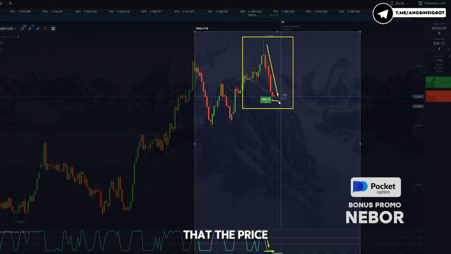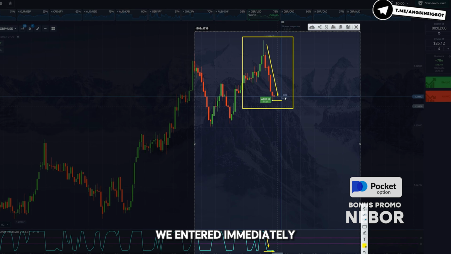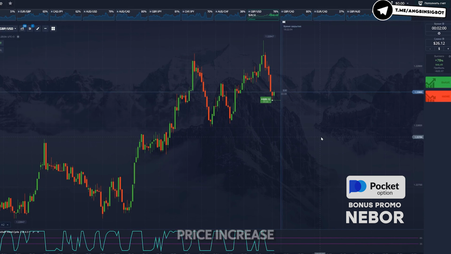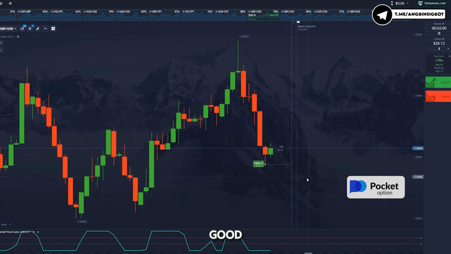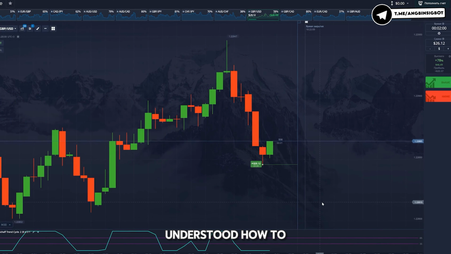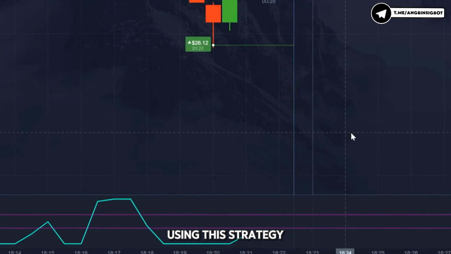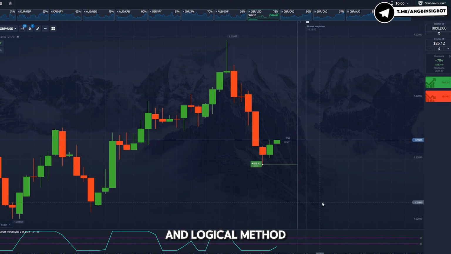We can assume that the price will rise, so we enter immediately at the opening of a new candle and expect a price increase. Everything looks quite good, and I hope you understood how to catch a signal using this strategy. This is really a very cool and logical method.